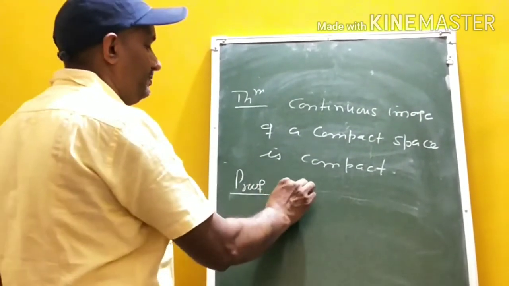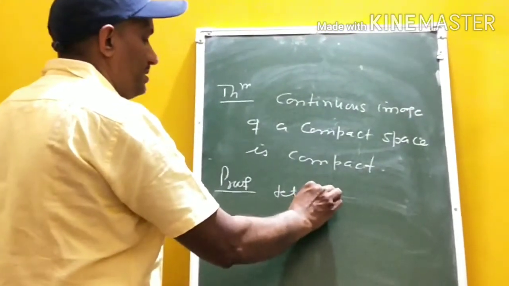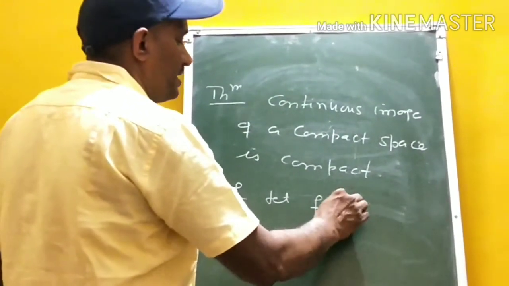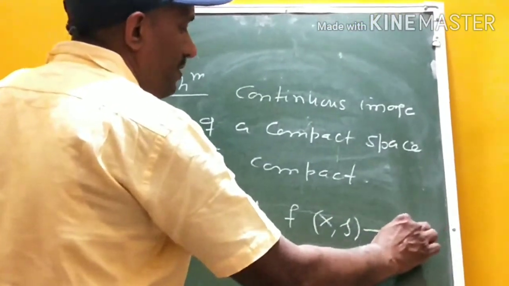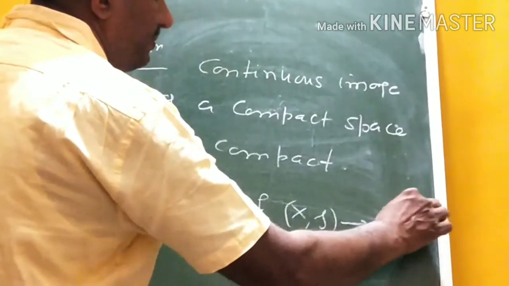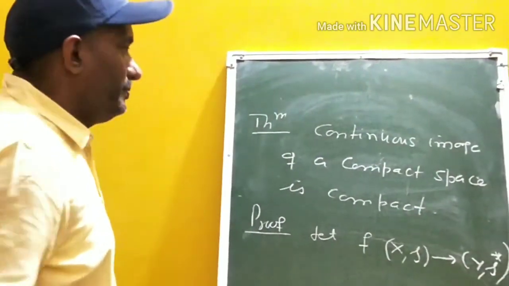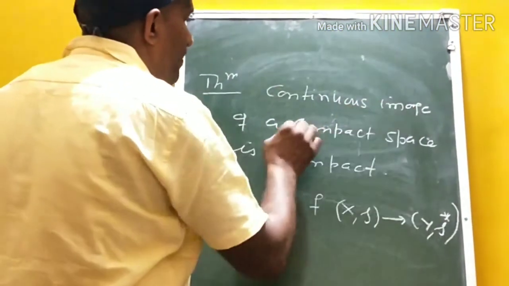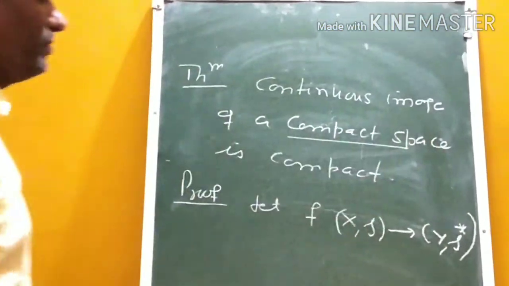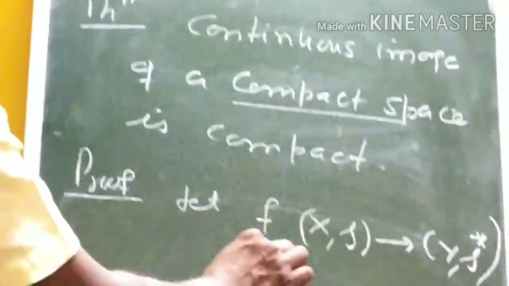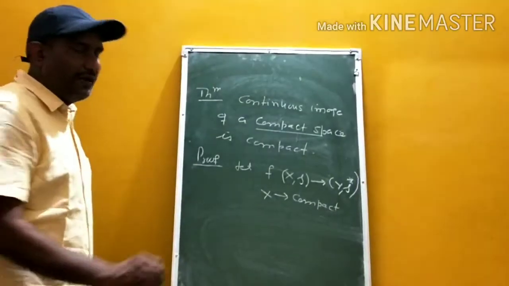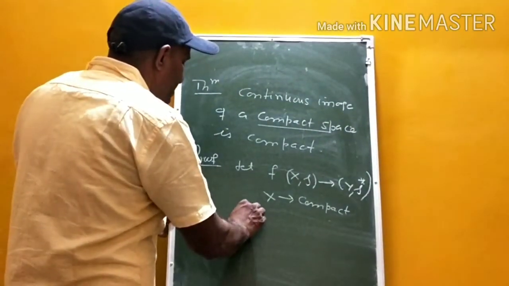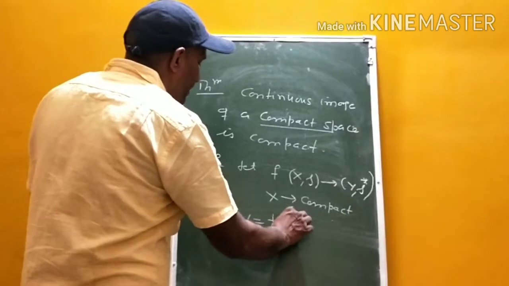Let f be a continuous mapping from one topological space X onto another topological space Y. Now, X is compact. X is given to be compact. We have to show Y equal to f(X) is compact.